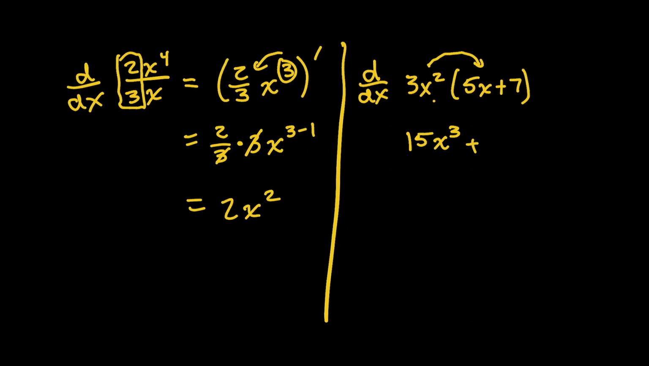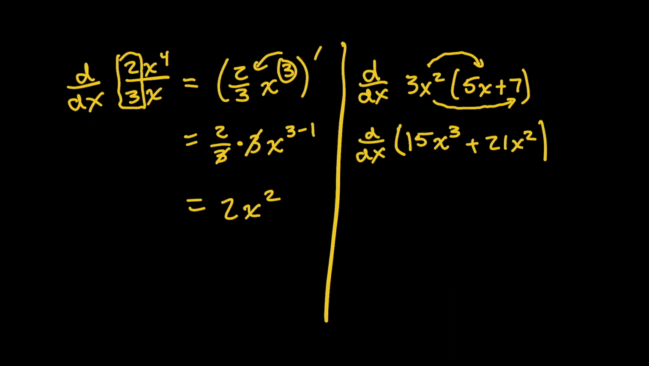And then plus, we'll distribute over here to the second portion. 3x squared times 7 is 3 times 7 or 21x squared. Now again, all we did was simplify. We still need to take the derivative.